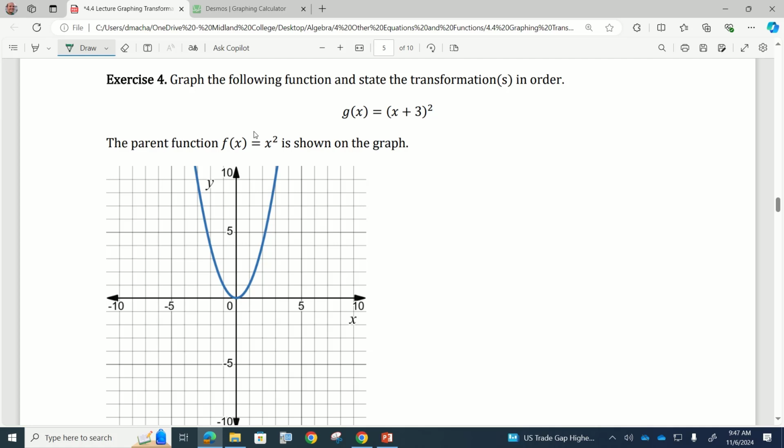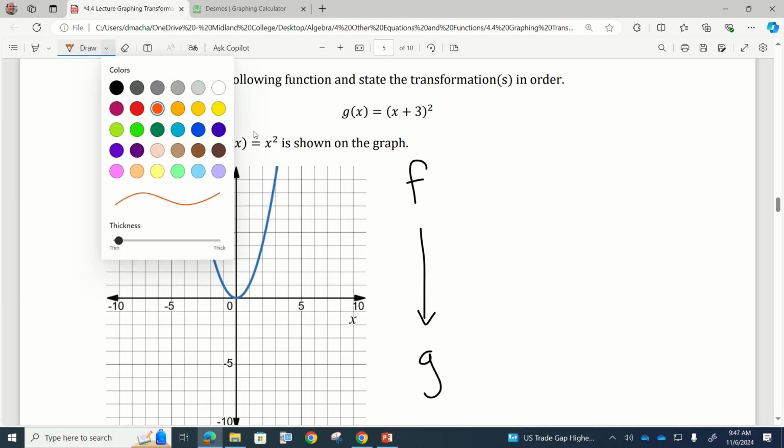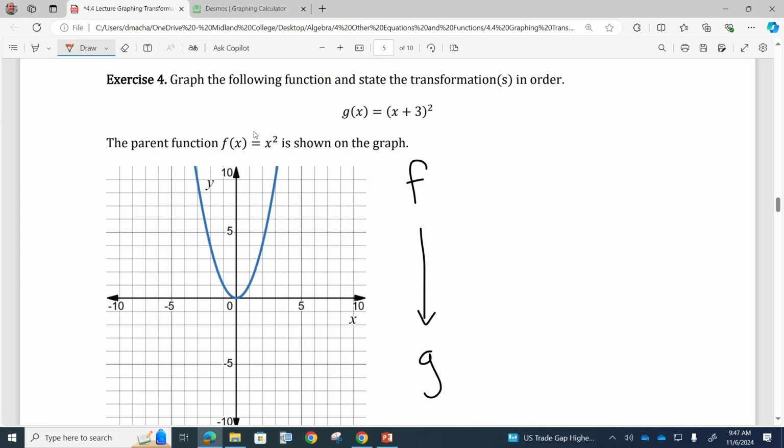So this is how a test question might look. It says, graph the following function and state the transformations. I'm going to give you what the parent function looks like. So the parent function is already shown on the graph. It's x squared. And the question is, how do I go from the parent function to my new function, g? What's going to be the difference between f and g?